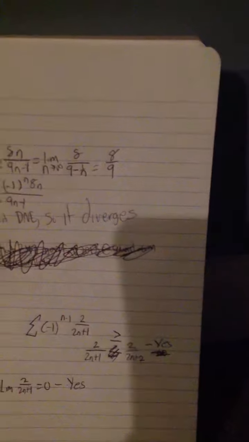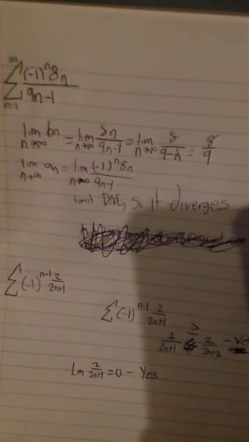The second is the sum of -1 to the n times 8n over 9n minus 1. Now, it's an alternating series, but the limit turns into 8 over 9. So we have to test it a little bit further. We have to say whether or not it's convergent or divergent using the test for divergence. And the limit of this term does not exist, so therefore it diverges.